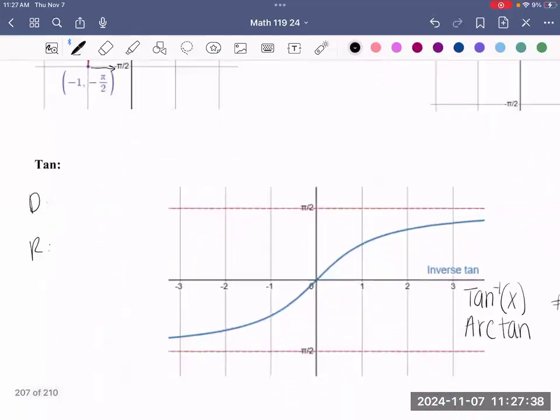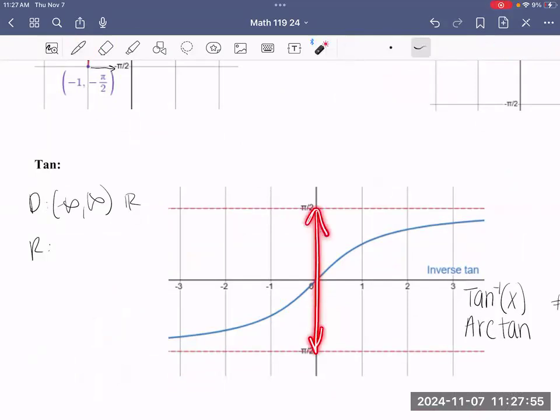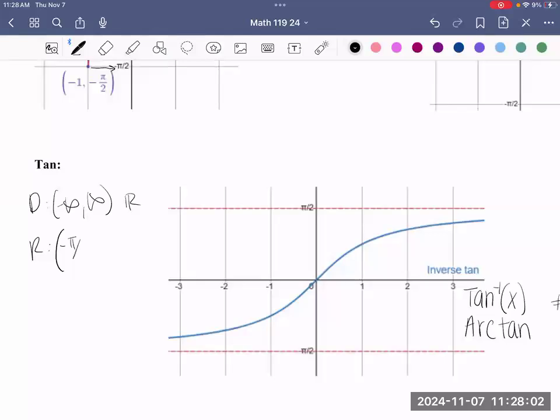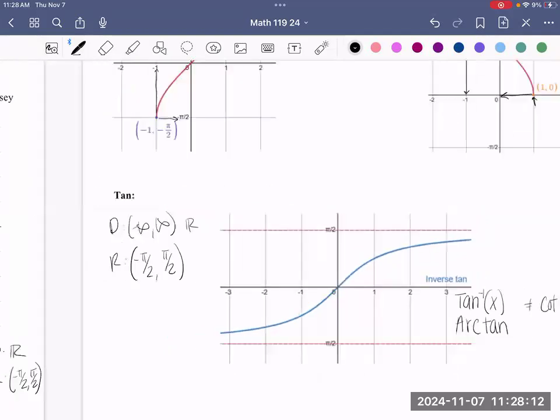So your domain for your tangent is going to be all real numbers, from -infinity to infinity. And your y values are going to be bouncing between π/2 and -π/2. Because these are asymptotes, we are not going to be able to achieve these values. So that's why we have parentheses around here, because of these asymptotes.